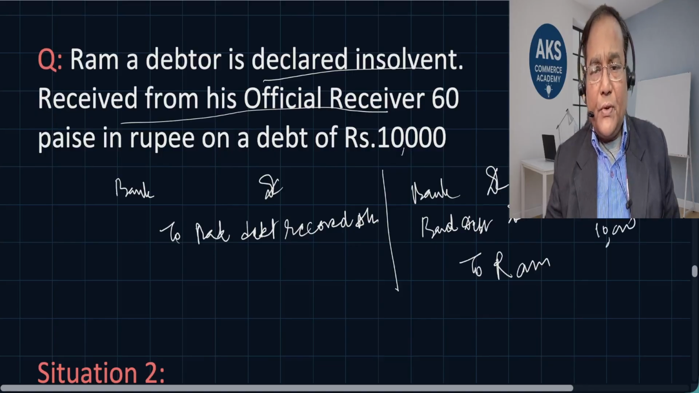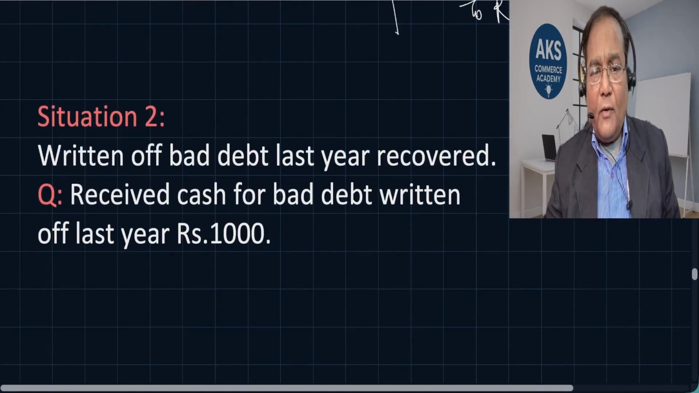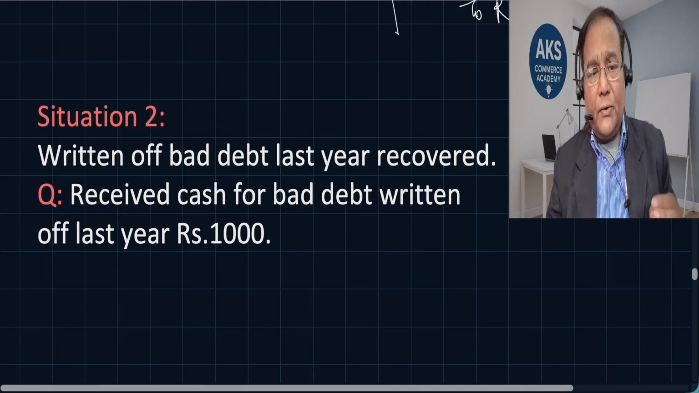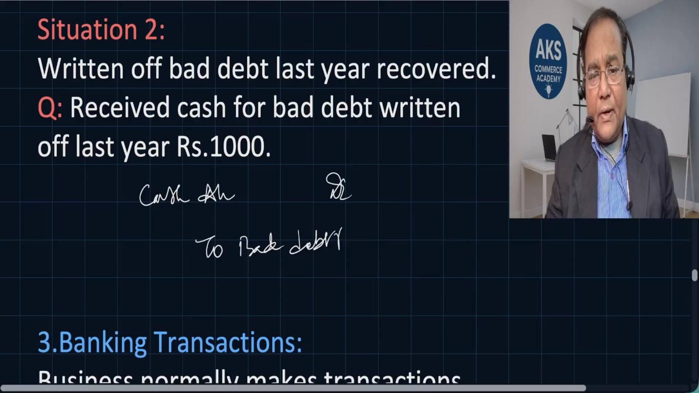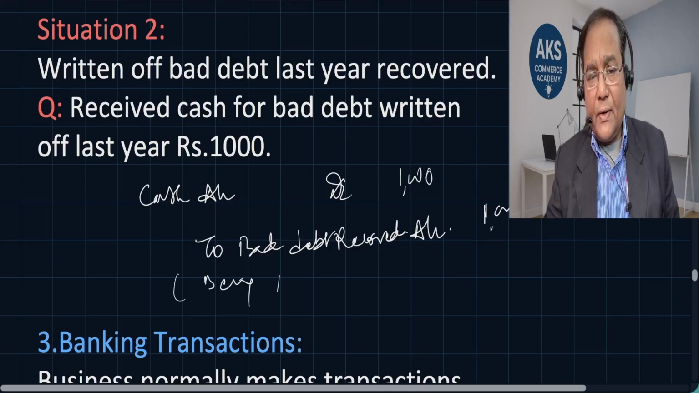All right. Now situation 2, let us see. When written off as bad last year, now recovered. We have already treated the amount as bad last year and now the amount is received. The entry we have already seen: cash account or bank account debit to bad debt recovered account. Is this clear? This 1,000 rupees which was treated as bad has now been received and treated as bad debt recovered. I hope this is clear.